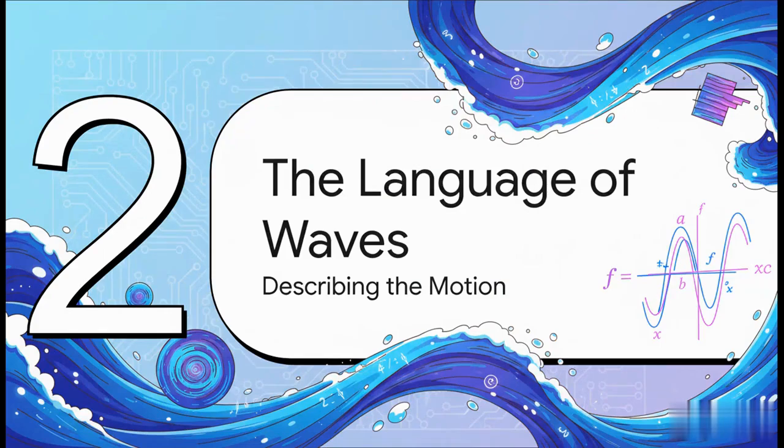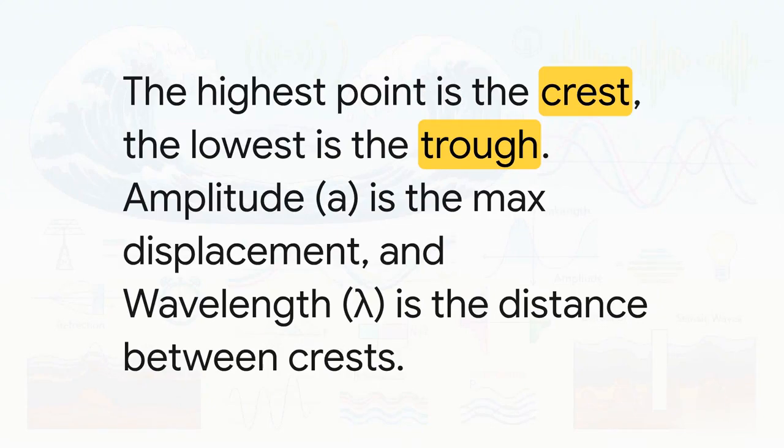All right, to really get a handle on waves, we've got to move beyond just descriptions and get into measurements. And for that, we need a specific vocabulary and, you guessed it, a mathematical framework to describe their motion. Let's start with the basic anatomy of a wave. It's pretty straightforward. The highest point right up here, that's called the crest. And the lowest point down here is the trough. The amplitude is just the maximum displacement from that middle or equilibrium position, and the wavelength, which we represent with the Greek letter lambda, is simply the distance from one crest to the very next one.